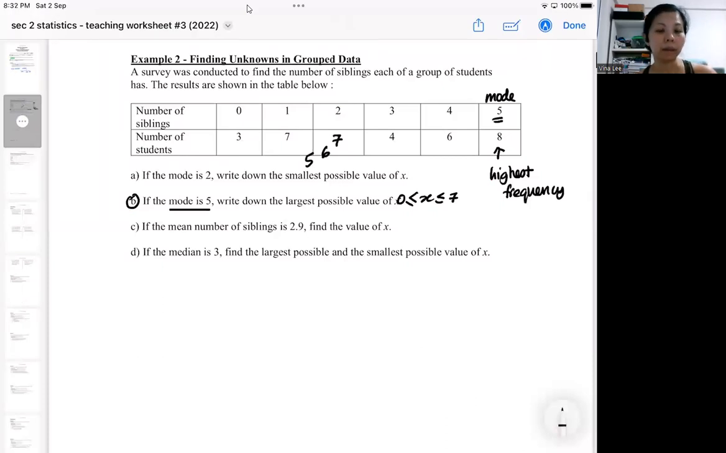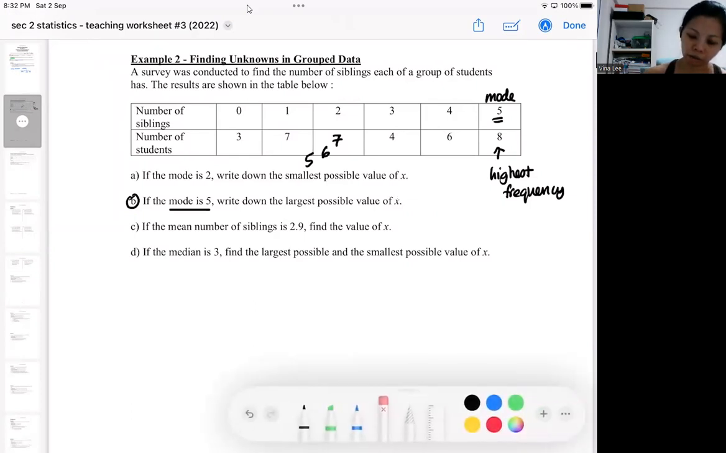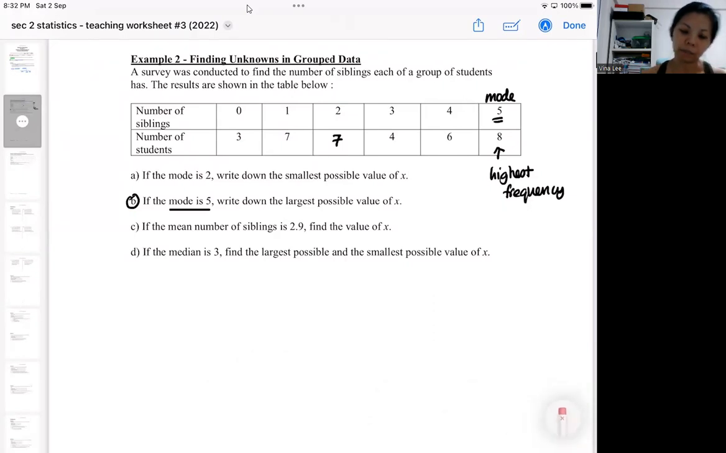Because X cannot be negative, X can be 0, 1, 2, 3, 4, 5, 6, 7, but I cannot exceed that range. In this case, the question is asking for the largest X, so the largest X will be 7. It can go smaller, it doesn't matter, you will still maintain the mode to be 5. So you've got to use your common sense. Make sure whatever you choose, the mode is still the given one.